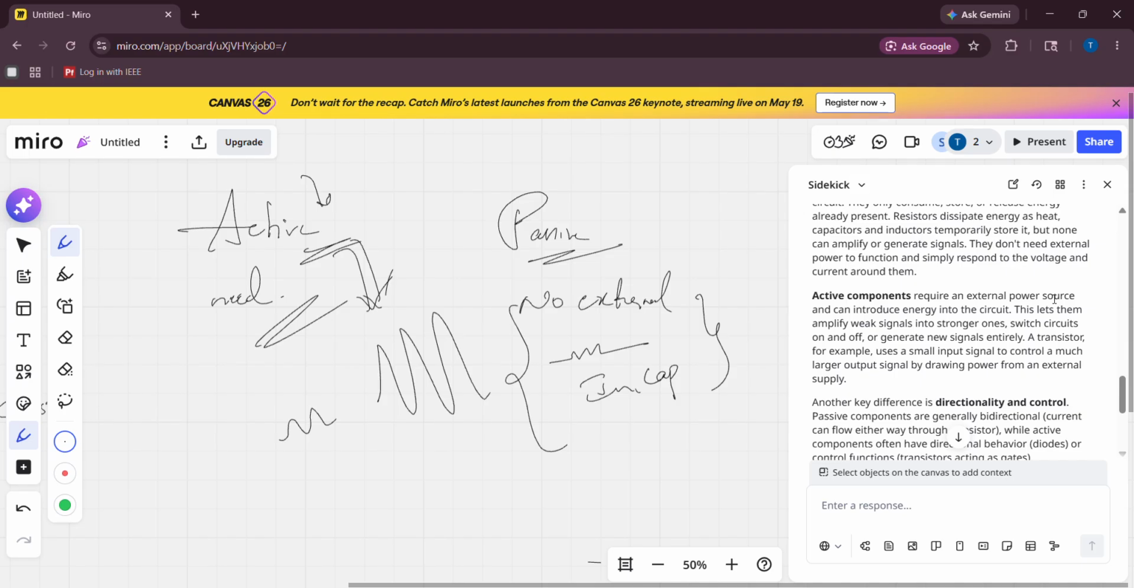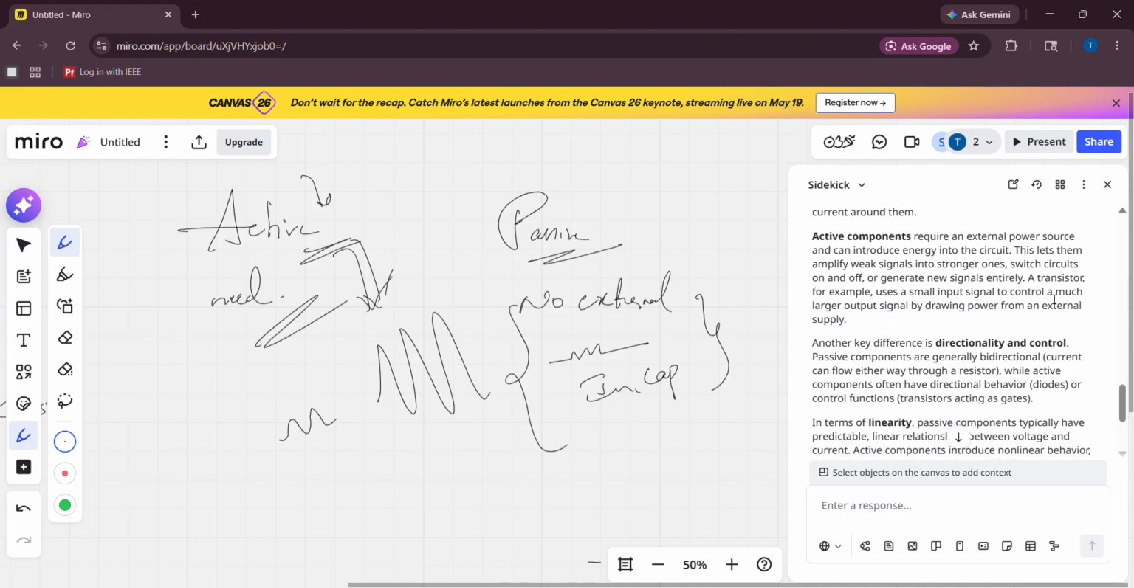Okay, a transistor, for example, uses a small input signal to control a much larger output signal by drawing power from an external supply. So the transistor needs external power and it can work as an on switch or an off switch.